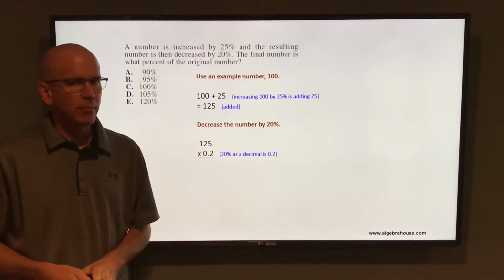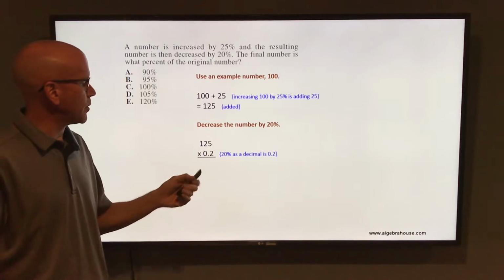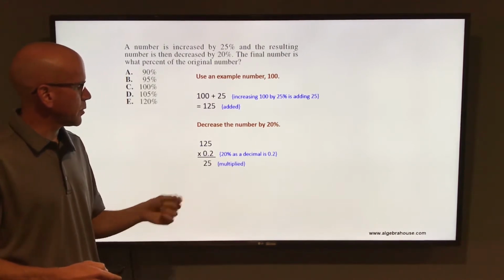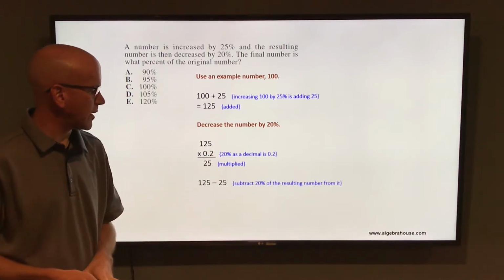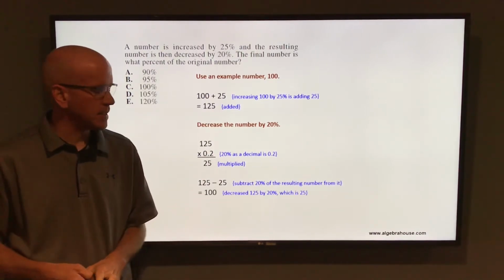Find 20% of 125, multiply 125 by 0.2. So 125 times 0.2, that is 25. So we're going to decrease that 125 by 25. If you do that, 125 minus 25 is 100.